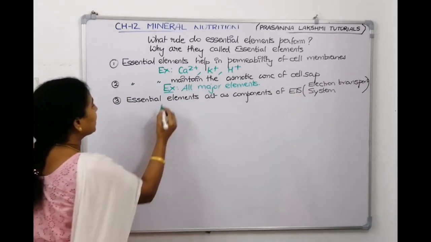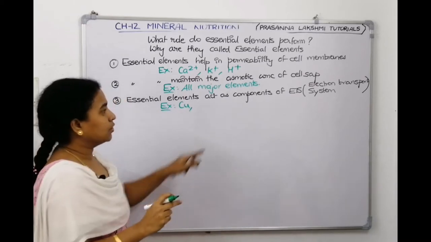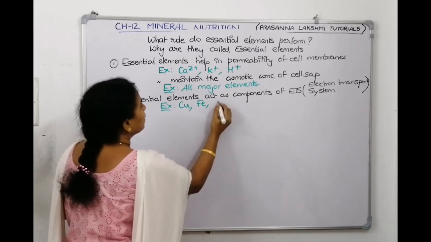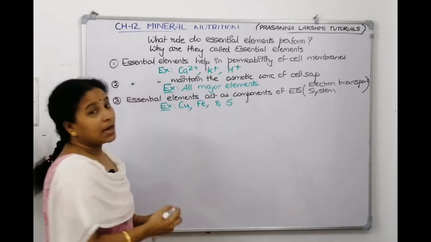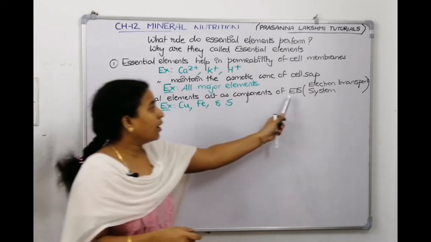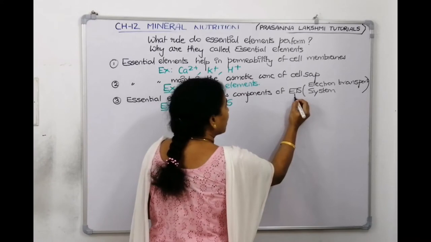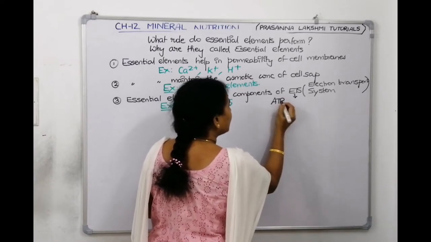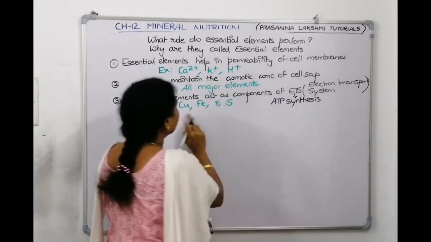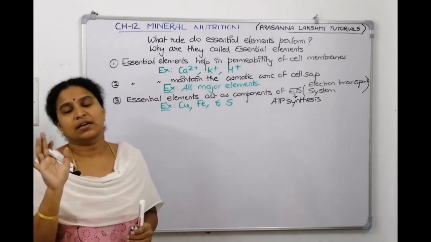Shall I give the examples under this one? Copper is a constituent of the electron transport system. Iron also, children, and sulfur also are constituents of the electron transport system. And what does it help in? It helps in energy generation. The electron transport system helps in ATP synthesis. That means copper, iron and sulfur are indirectly helping in making the energy currency.